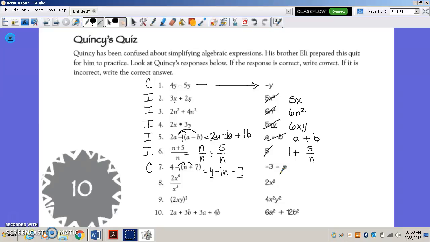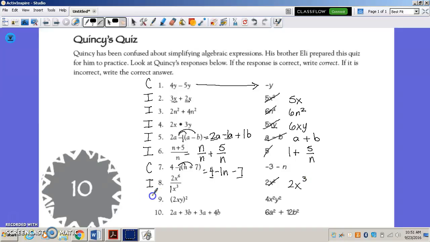Number 8 is slightly incorrect. It did some really good stuff here, but not quite. I'm going to put a 1 in front of there. So if there's no coefficient, we can always put an invisible 1, because there is an implied or invisible 1. So now we're dividing these. 2 divided by 1 is indeed 2. However, x to the 6th over x to the 3rd, when we're dividing, we actually subtract exponents. So a corrected version of this should have been 2x to the 3rd power.